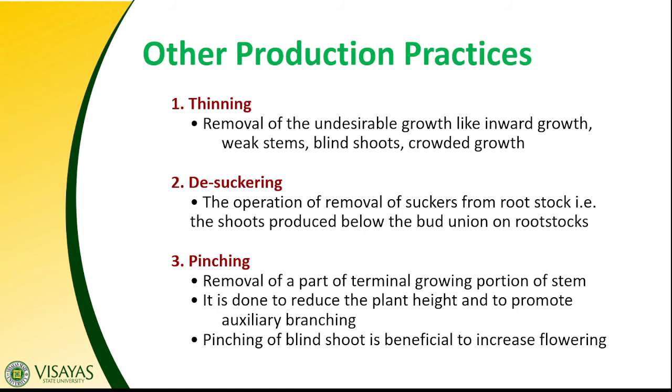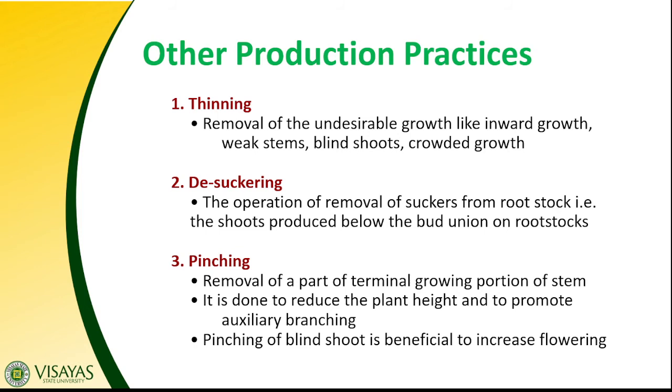This is to remove those unwanted plant parts, to improve the aeration or ventilation within the plants, and also reduce competition for the different plant parts. Okay, the second is desuckering. This is the operation of removal of suckers from rootstock, just like the shoots produced below the bud union on rootstock. So from the word itself, desuckering, there is the removal of the suckers. De means remove.